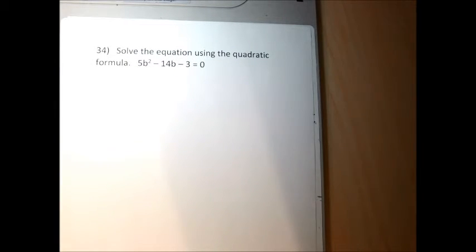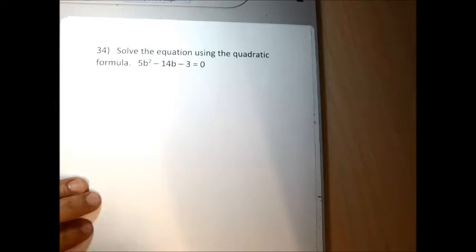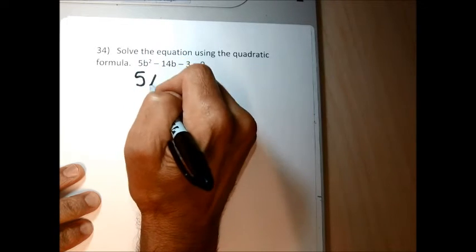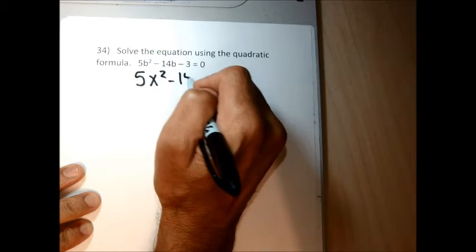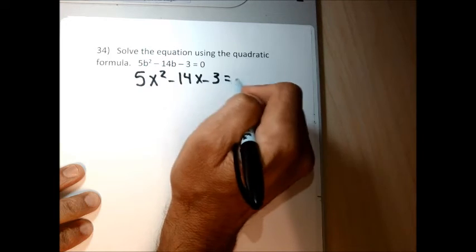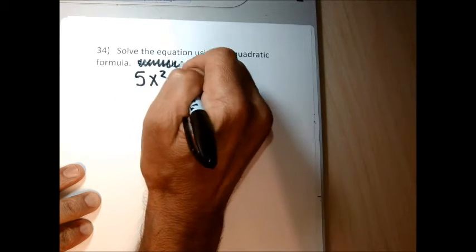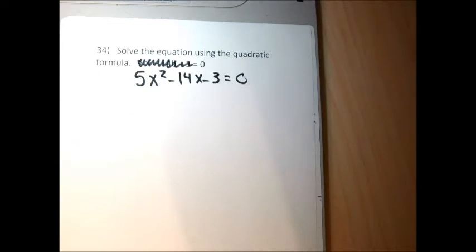14.34 wants me to use the quadratic formula. Let me change these to x's. I don't like having a quadratic formula problem that has an x in the problem or a b in the problem. That's a dumb way to write the problem. So I just tweak the problem. It's the same problem, but it doesn't have b's, which are just stupid.